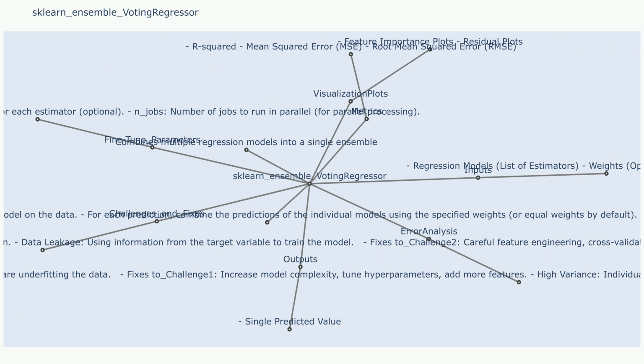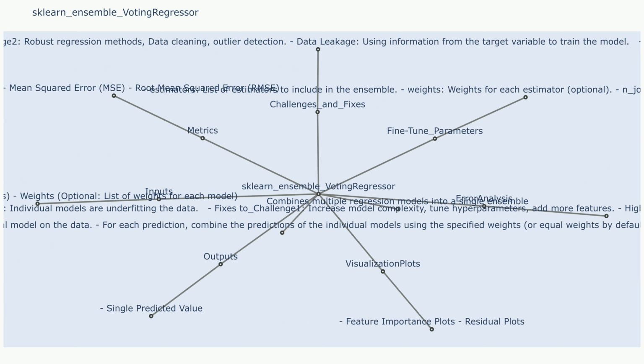Weights, optional. This parameter allows you to specify weights for each individual estimator. By default, all estimators are weighted equally. However, if you have prior knowledge about the relative performance of your models, you can use weights to favor certain estimators over others. Outputs: predictions.